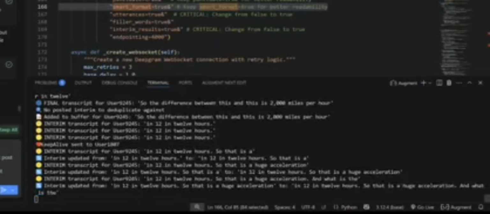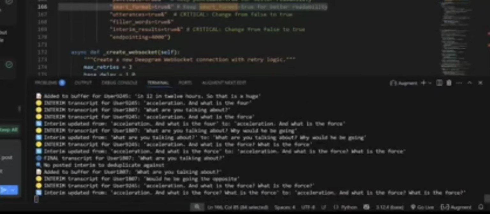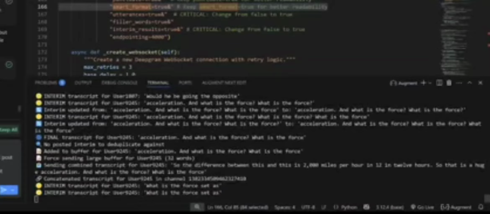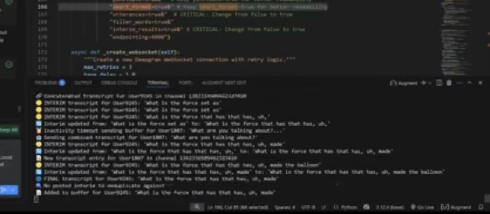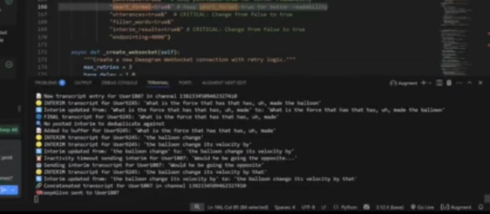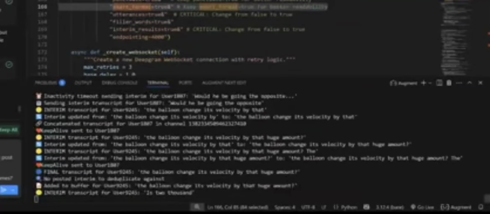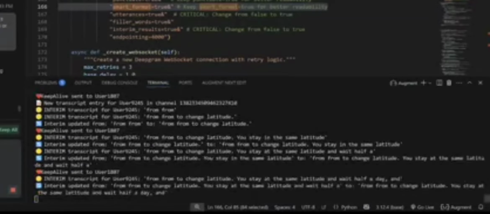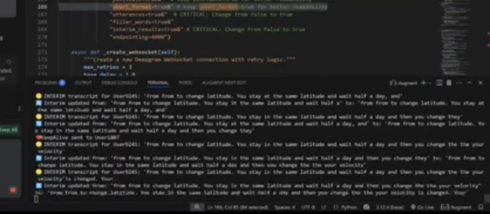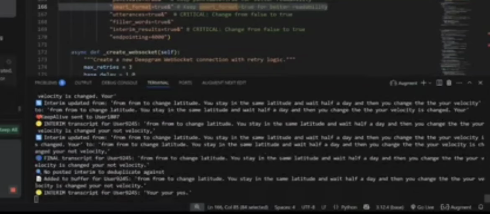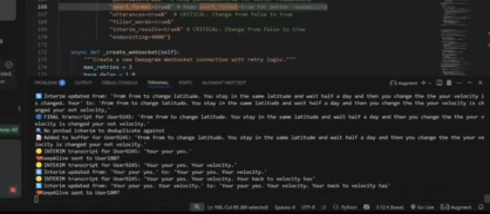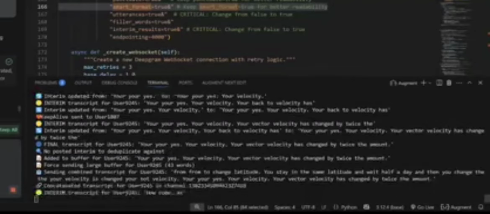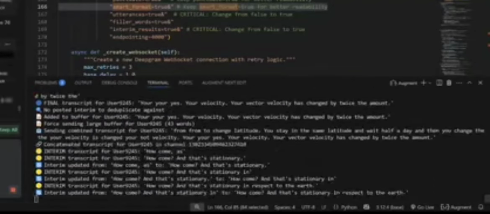What are you talking about? Why would it be going the opposite direction? What is the force that has made the balloon change its velocity by that huge amount? It's 2,000 miles per hour's difference. No need to change latitude. You stay at the same latitude and wait half a day, and your velocity has changed. Your vector velocity has changed by twice the amount. How come? And that's stationary with respect to the Earth.